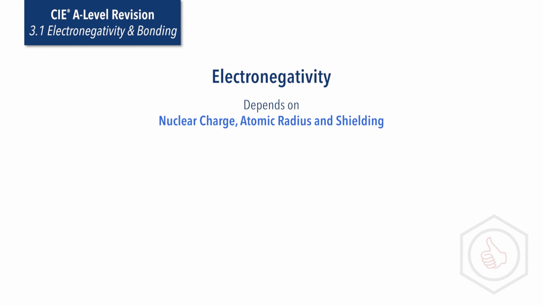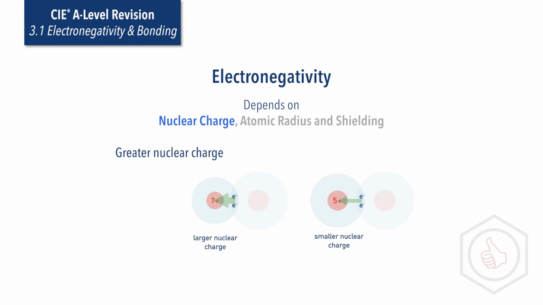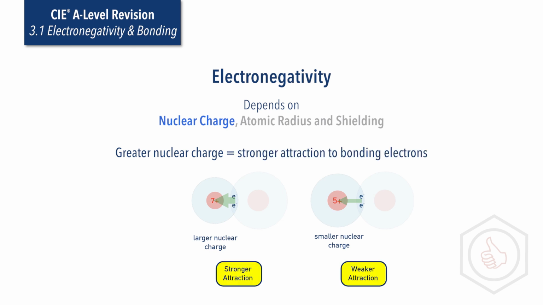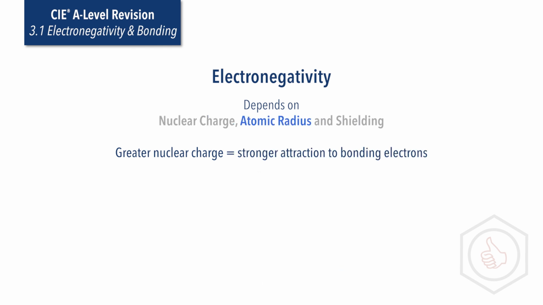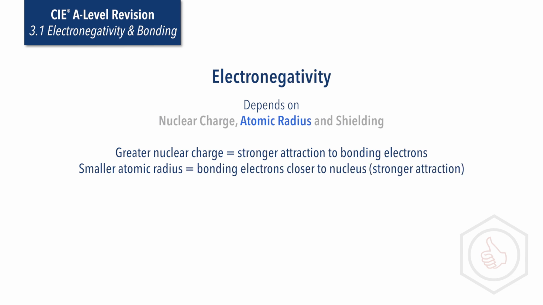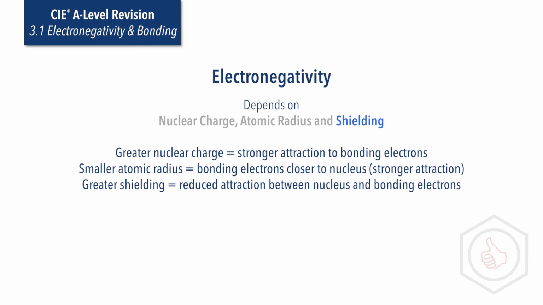The electronegativity of an atom depends on three main factors: the nuclear charge of the atom, the atomic radius, and shielding. The nuclear charge is really important because the greater the number of protons in the nucleus, the greater the attraction it can have to bonding electrons. The atomic radius is important because the smaller the atom, the closer the bonding electron pairs are to the nucleus of the atom, giving a stronger force of attraction. A greater level of shielding means more inner shells and subshells, reducing the attraction between the nucleus and bonding electrons.